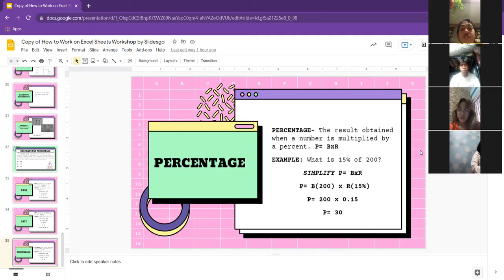So we need to simplify. P equals B times R. So we multiply the base and rate. Our base is 200 and the rate is 15%, but we need to convert into decimal the 15%. So it will be 0.15. So after that, we need to multiply the base and rate. 200 times 0.15 equals 30. So our missing percentage is 30.